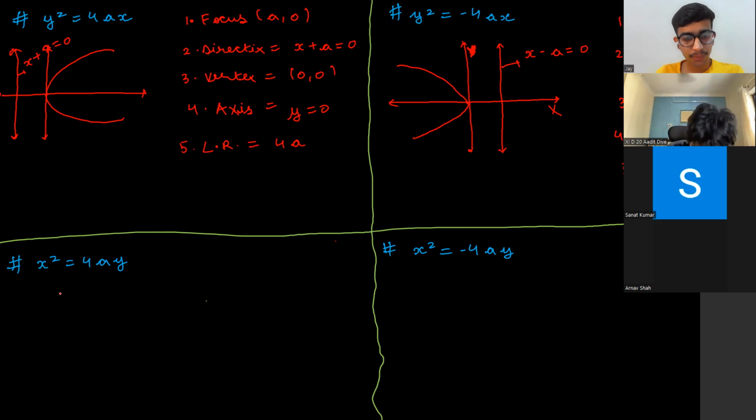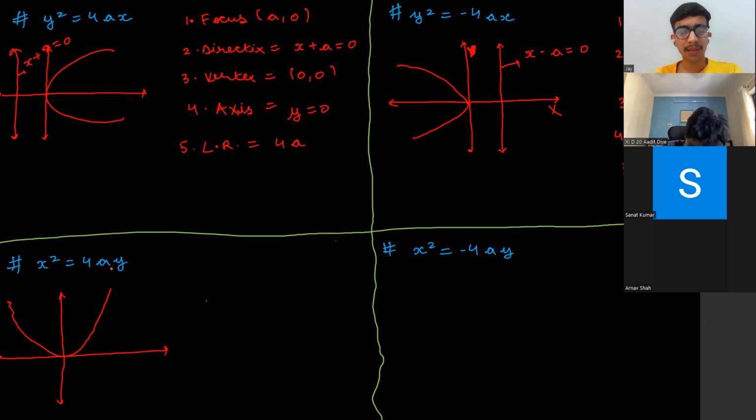Now x square is equal to 4ay. So it'll be like upwards. Exactly, it will look like this. Okay, now how do I identify? I'll tell you one more thing. How do I identify x square is equal to 4ay? That means x can be positive or negative, but y has to be always positive.